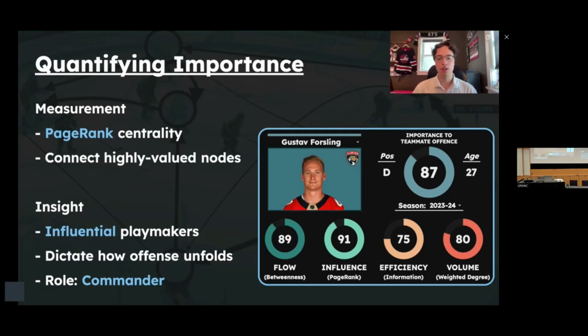Up next is PageRank centrality. This one is a little bit more complicated in its calculation, but essentially it's an iterative process that loops over multiple times before getting to its final state to find which node connects the other highly valued nodes within the network often, essentially acting as a bridge between those important pieces. So this is to find the really influential playmakers, those who have a lot of command over how the offense is going to unfold when they're on the ice. Looking at Gustav Forsling, very often he acts as the main piece connecting 2 other big pieces on his team. For example, a Barkov and a Tkachuk, he acts as the main connector between them, or the Sams, Reinhart and Bennett. So this gives him a pretty high influence score.